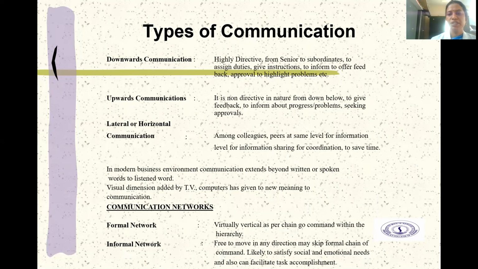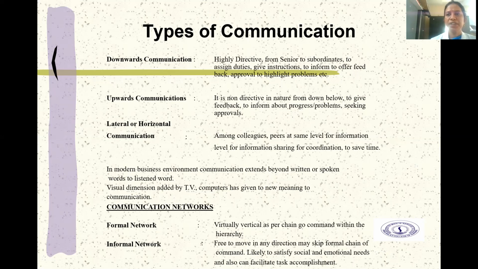Upward communication is from a subordinate to a higher authority. So it is non-directive in nature, from down below to give feedback, to inform about progress or problems, seeking approvals. Lateral or horizontal communication: among colleagues, peers at same level, for informing, sharing, for coordination and to save time. Lateral communication means it is between the people of same authority or same age group.